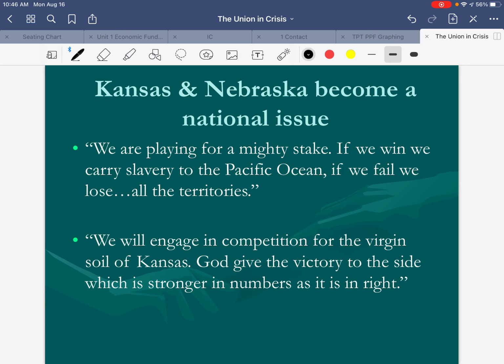Here's two quotes. "We are playing for a mighty stake. If we win, we carry slavery to the Pacific Ocean. If we fail, we lose all the territory." So this is from the perspective of a pro-slavery person who wants Kansas to vote pro-slavery. The next one says, "We will engage in competition for the virgin soil of Kansas. God gave the victory to the side which is stronger in numbers as it is in right." So he's saying we're right in being anti-slavery. So this is the perspective of an anti-slavery person.